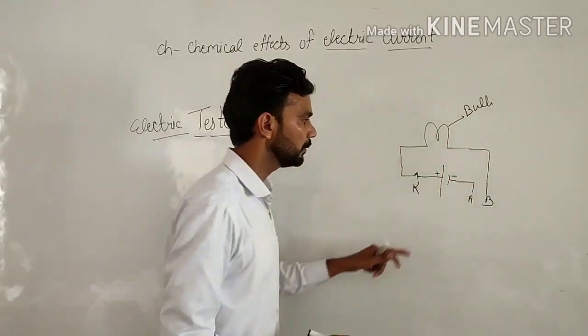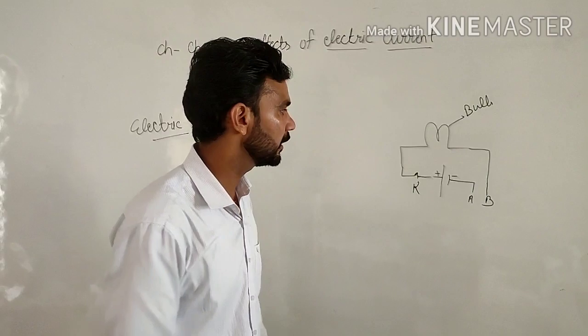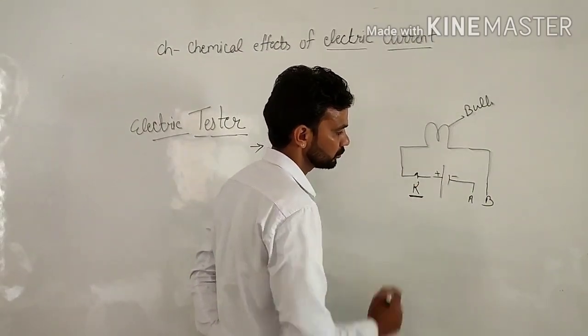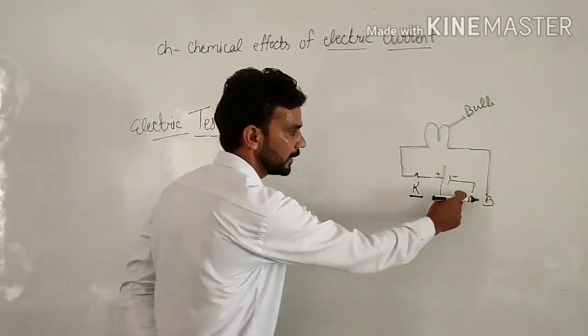This is the symbol of a bulb, this is a cell. The longer line represents the positive terminal and the smaller line represents the negative terminal. This is the key or switch. These are the two open terminals of the circuit, A and B.